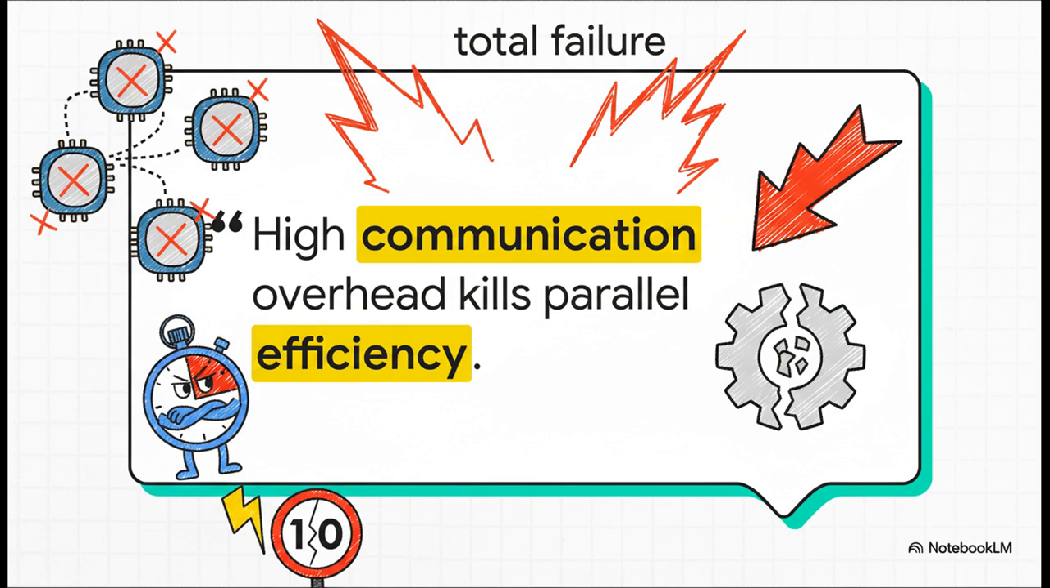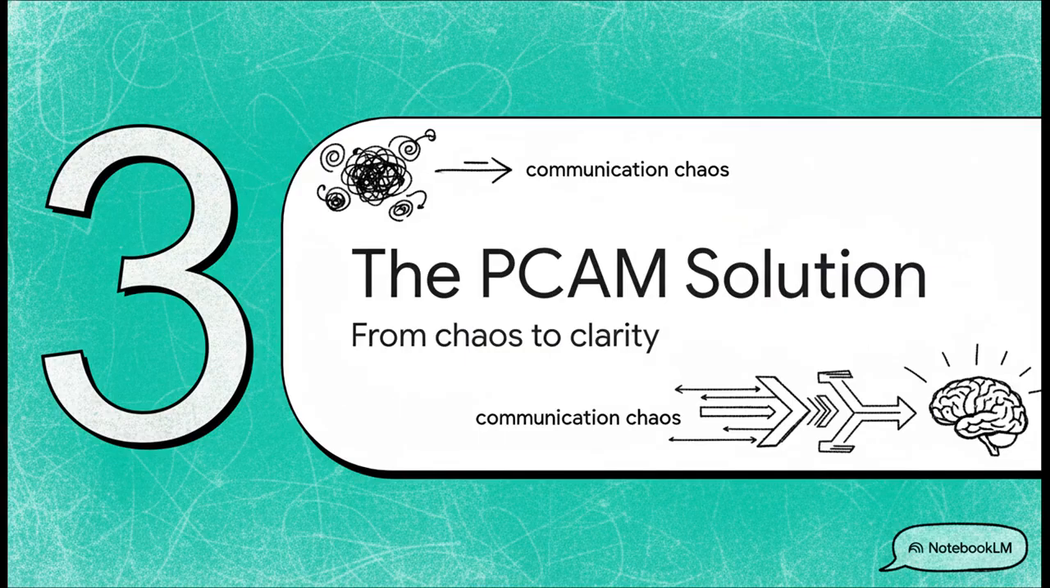So yeah, our first attempt? A spectacular failure. But hey, don't worry. That communication nightmare is actually perfect because it shows us exactly why we need a smarter way to do this. And this is where our hero, the PCAM method, enters the story. It's designed to take exactly this kind of chaos and turn it into crystal clear clarity.